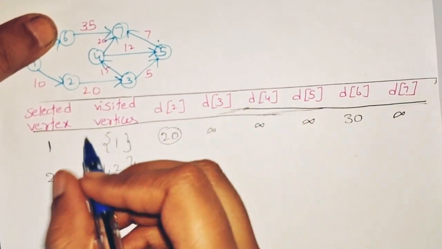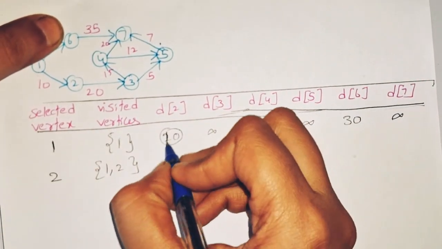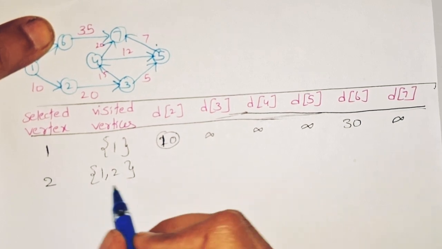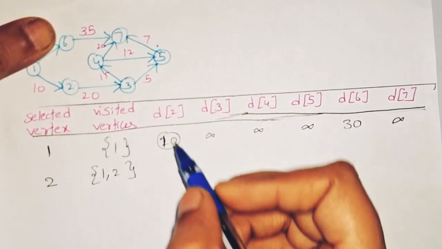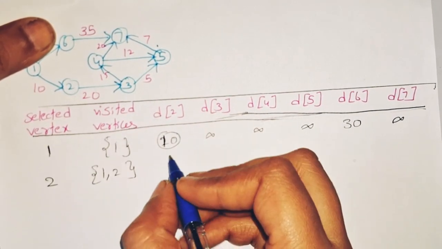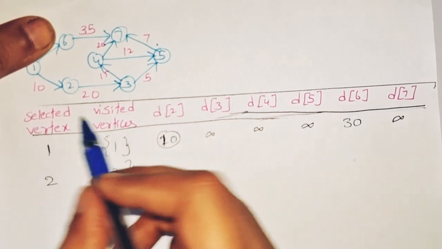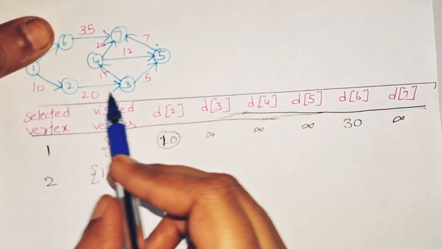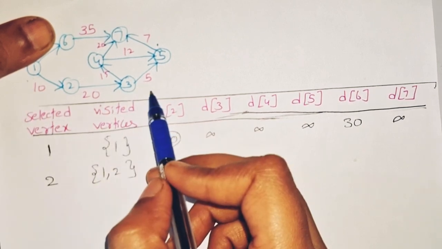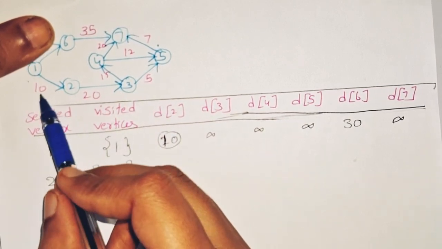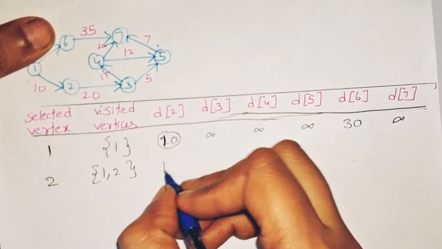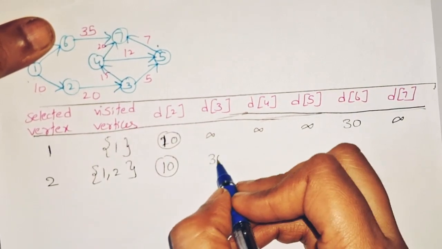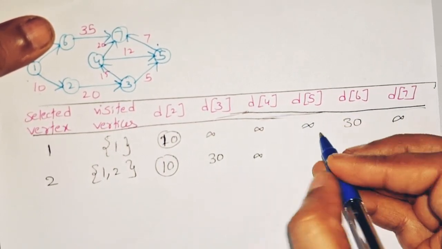So 1 to 2 is 10, and 2 to 3 is 20. The cost of 2 is already 10, and we have to reach 3, so 1 to 3 goes through 2. That is 10 plus 20, which is 30. So d of 3 is 30, and the remaining are infinity.